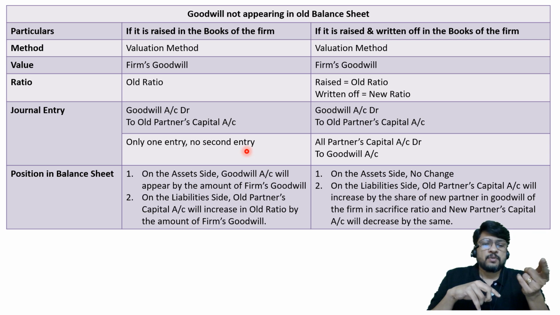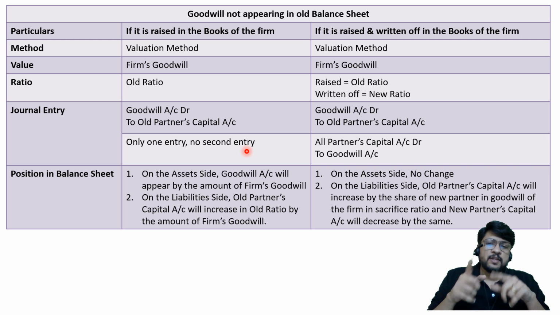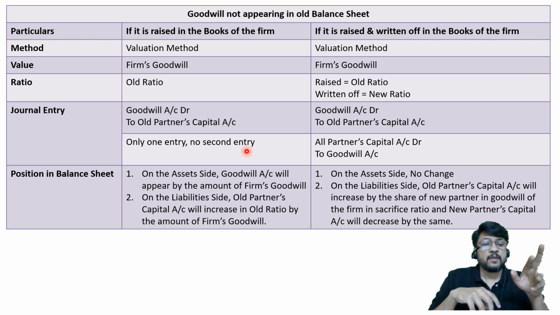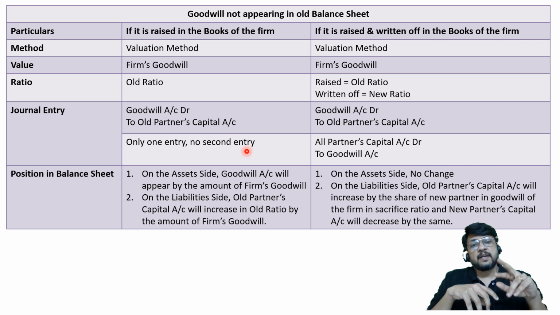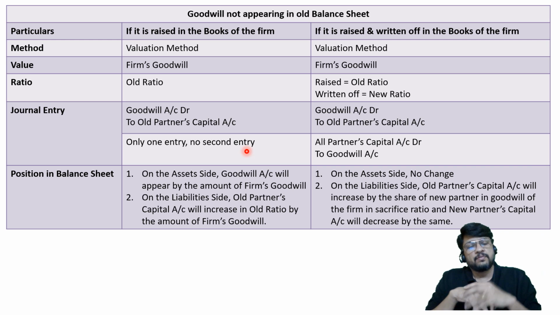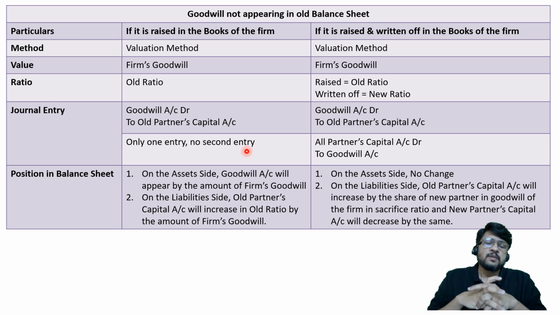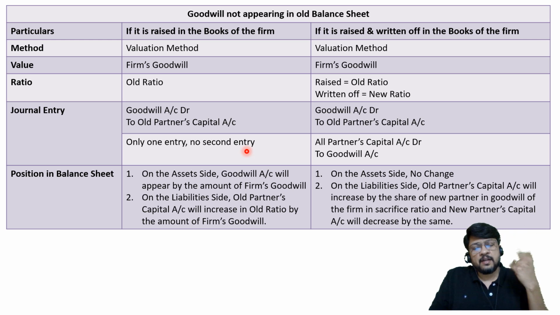Then comes the second situation. Same point, goodwill is not appearing in the problem balance sheet, but it is mentioned that new partner does not bring his share of goodwill in cash. Instead, it is decided that goodwill will be raised and written off. In such a situation, for raising, let us use old ratio. For writing off, let us use new ratio. There are two transactions. Let us pass the entry.